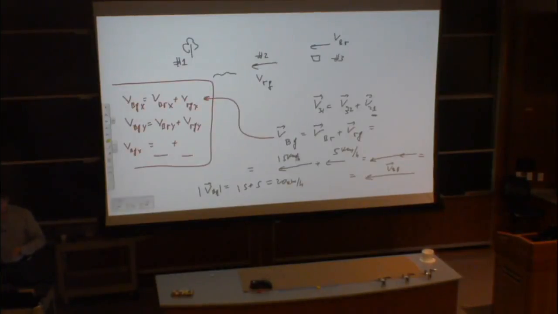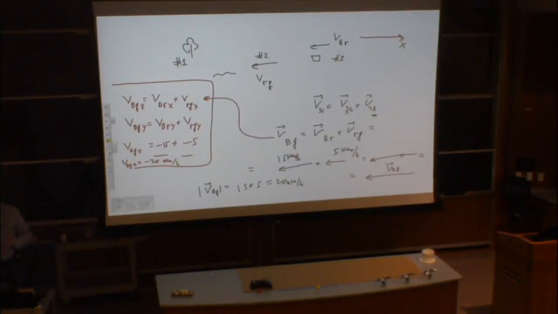What is the x component of the velocity of the boat relative to the river? In this situation, it's negative 15 because it points to the left. What is the x component of the velocity of the river relative to the ground? In this situation, it's negative 5. So as the result, the x component of the velocity of the boat relative to the ground will be negative 20 because of this. Everything points to the left.